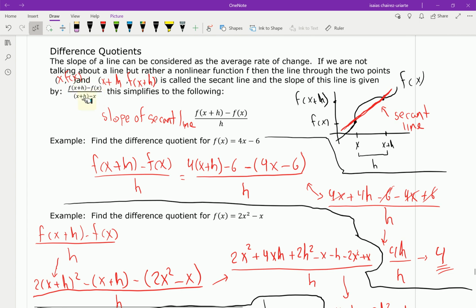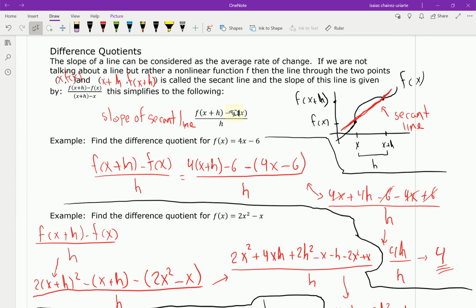And in this denominator, the x plus h minus x, well, the x's cancel out, and all you end up with is just h in the denominator. And this is the slope of a secant line. Think about it as that. It's just the slope of a secant line. Later on in Calc 1, you're going to be putting this together with limits to find derivatives. So if you feel comfortable and confident about forming and simplifying difference quotients right now, then you're on a good trajectory for Calc 1.